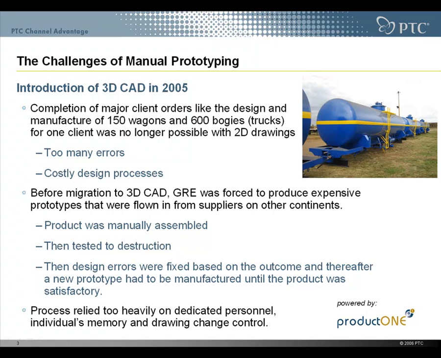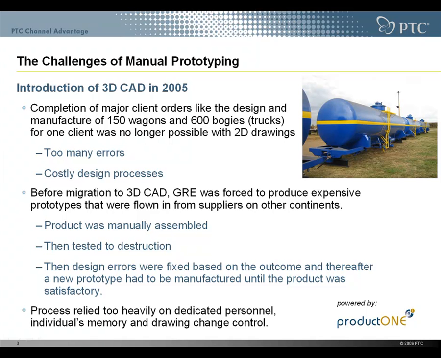The decision to do this was backed up by the size of projects that they were working on. It really became clear to them that there were too many errors, and the cost of the design process was very, very expensive. So I'm going to explain a little bit around what that old process at GRE was. They used 2D CAD tools for designing the wagons, the bogies, and any other railway components related to the projects that they were working on.